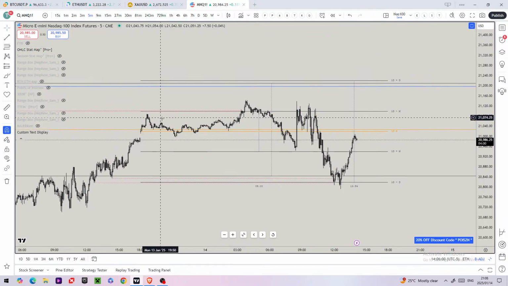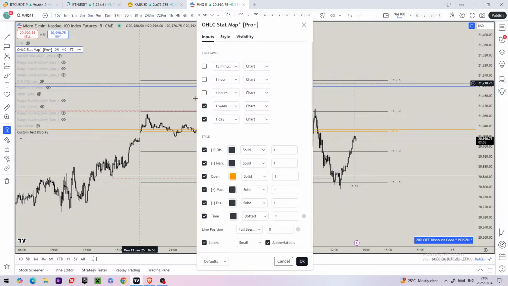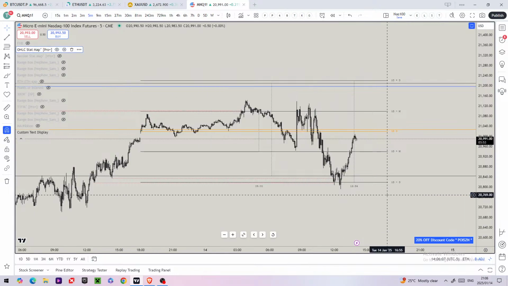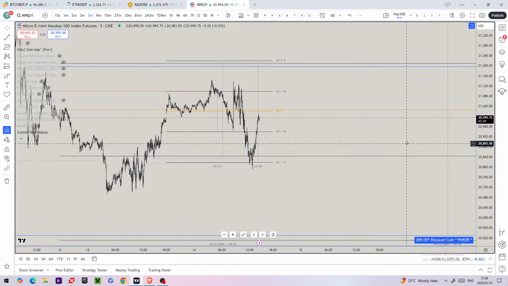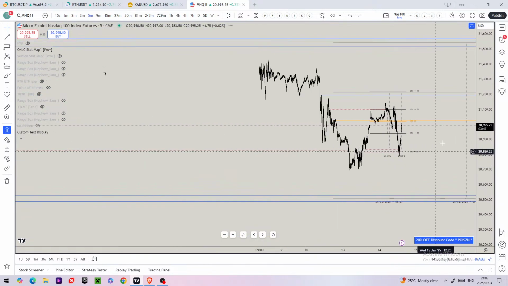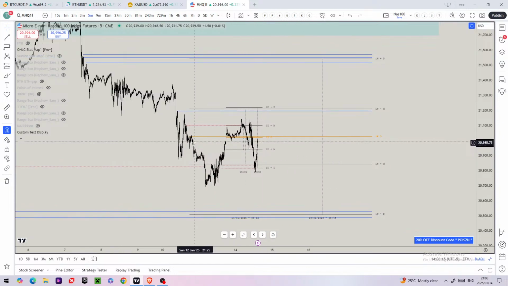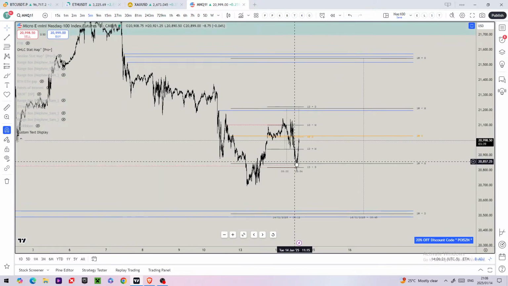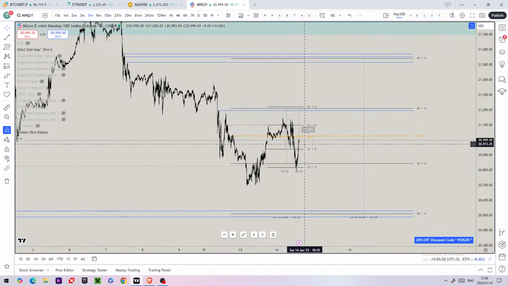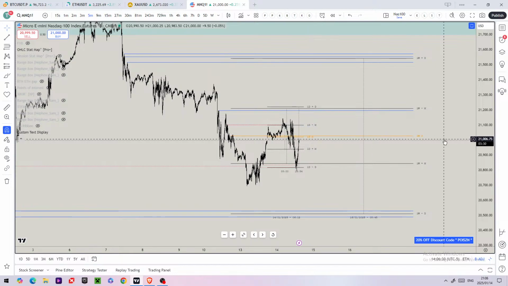So you can pop up a weekly, let's just make sure that's properly there. Yeah, chart of the week. You can pop on a weekly Statmap, and what that would give you is the weekly open, which happened right here. You can see where we tagged today, went below it, came back, tagged it again, which was the weekly manipulation level, and we are now trading towards the weekly open.